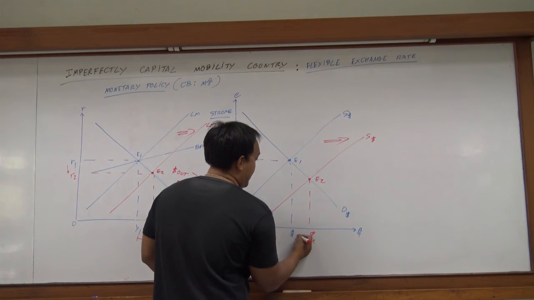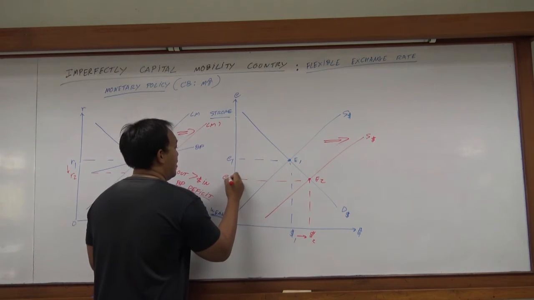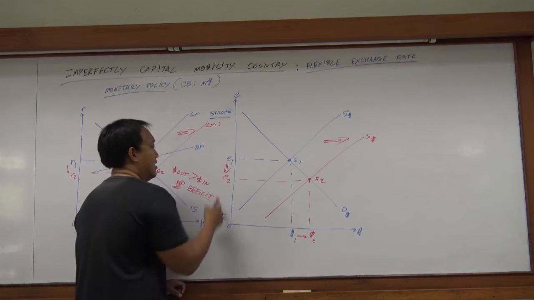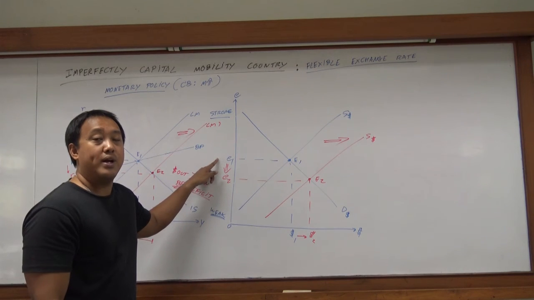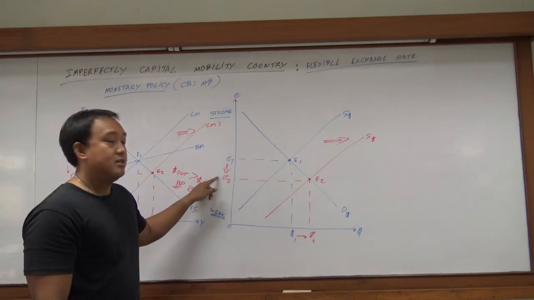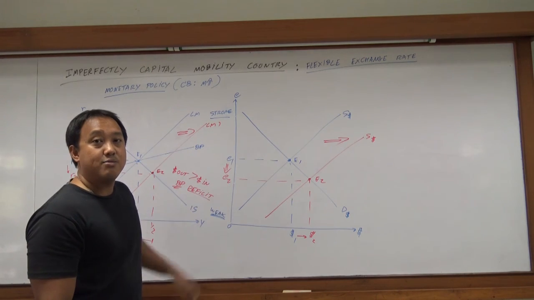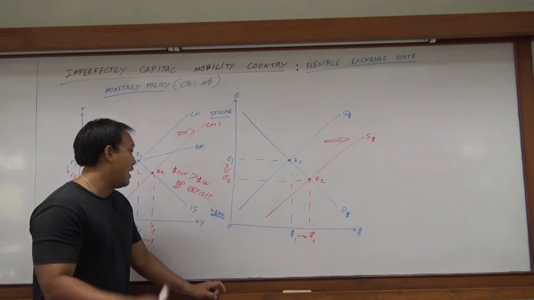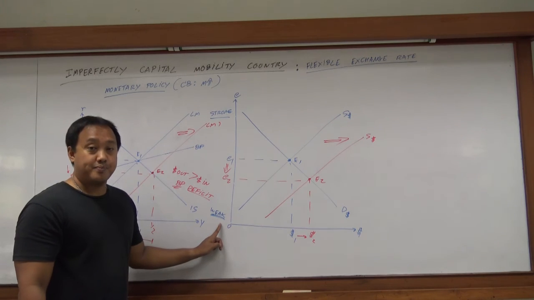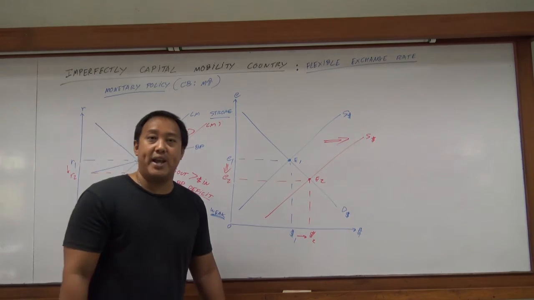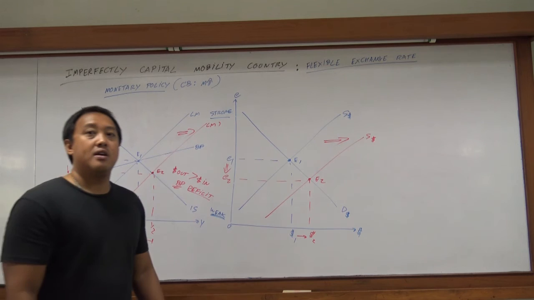Then what happened? You're going to have more US dollars in the market. The equilibrium point goes down, the exchange rate goes down from E1 to E2. When the exchange rate goes down, it means the price of the US dollar goes down. The US dollar becomes weak, weaker than before.